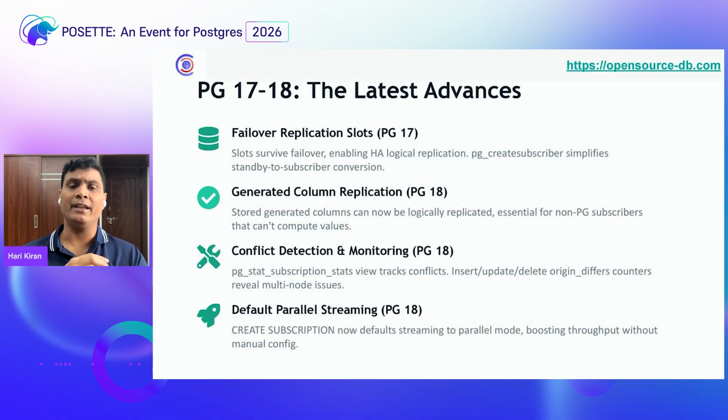PG18 also lets you replicate stored generated columns, which was a pain point for most database models. When your subscribers are non-Postgres systems, they can't recompute those values. And CREATE SUBSCRIPTION now defaults to parallel streaming mode, so you get better throughput out of the box without any manual tuning.